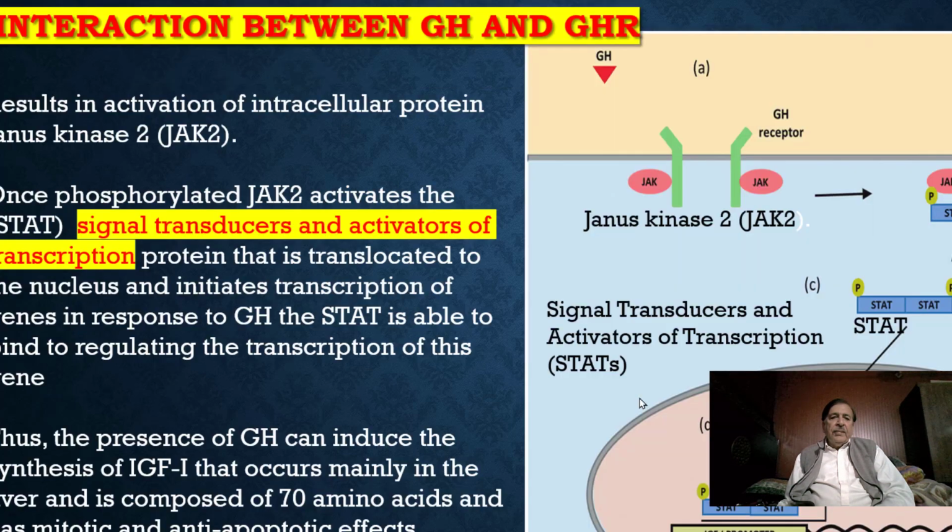So here in this picture you can see that the growth hormone has a receptor on the cell surface which is called Janus kinase or JAK receptor.